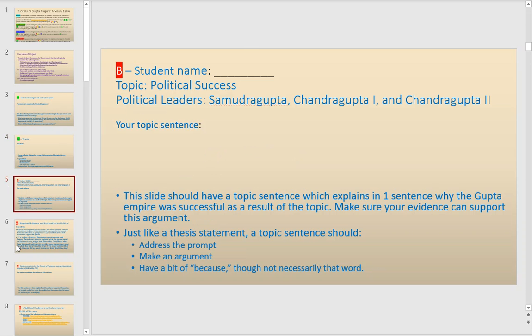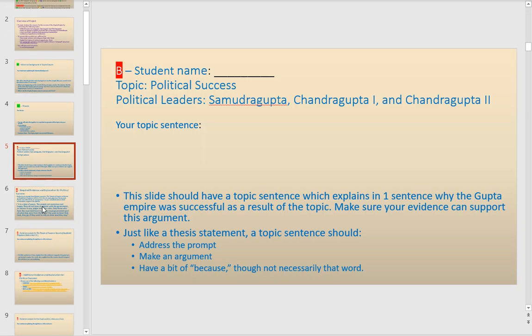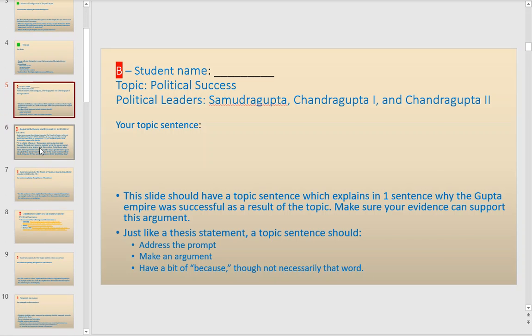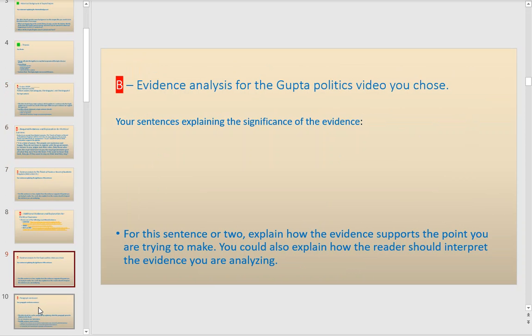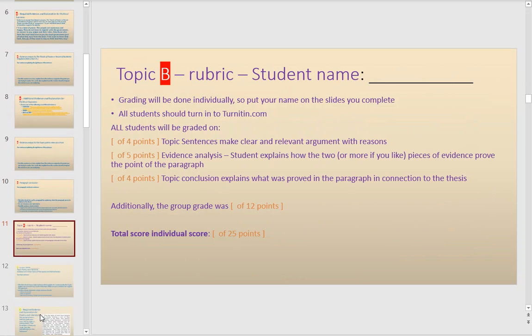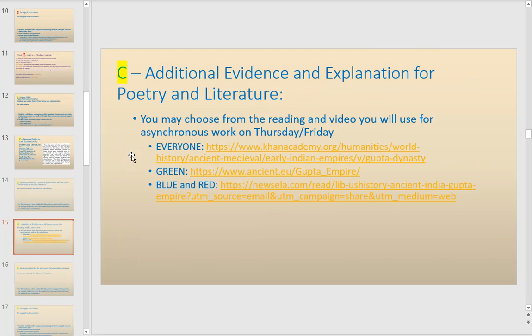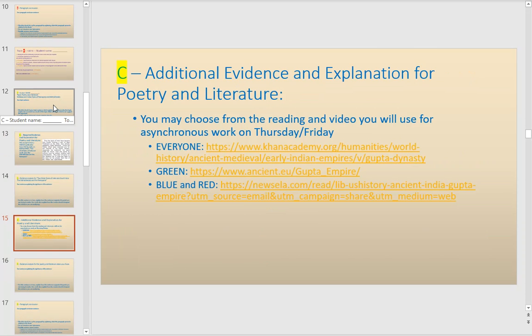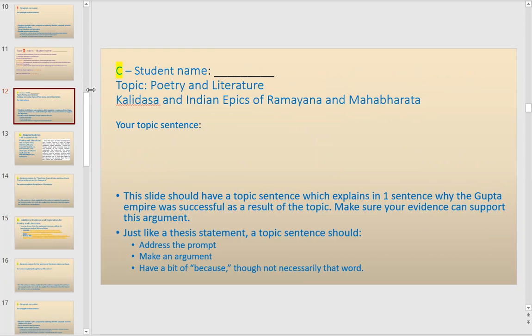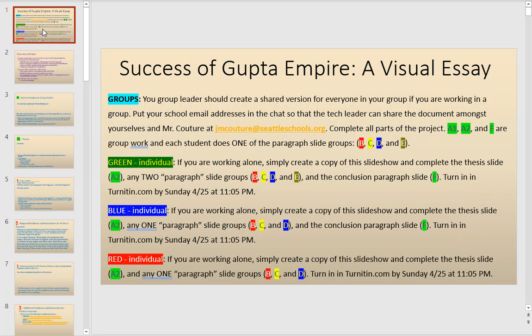As you can see, there is a series of slides that are labeled B, and there are 6 B slides plus a rubric for B, and then 6 C slides and things like that. For each of the groups, if you're in the green group, you'll do 2 of the groups, any 2 you choose. If you are in the red or blue groups, you'll do any one of these 3 groups, but you'll only do 1 of the paragraph slide groups.